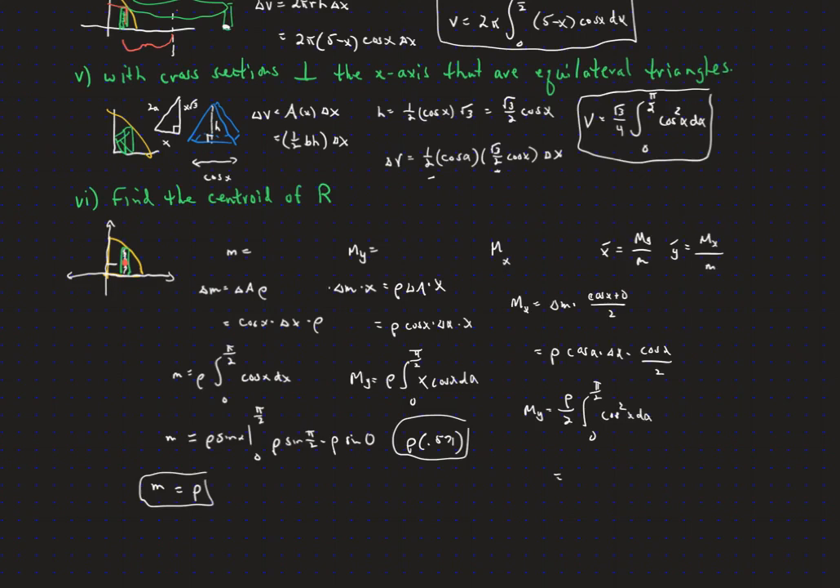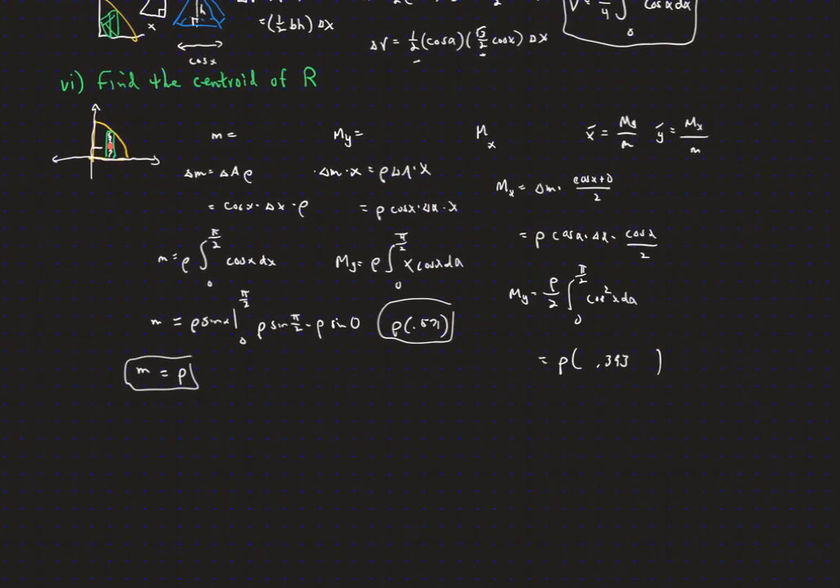And again, I'm going to just put that into my calculator. And I'm getting 0.393. So that means our x-bar, the x-coordinate of our center of mass, is going to be the moment about the y divided by the sum of those masses. And since the sum of our masses is just rho, that's going to be just 0.393.